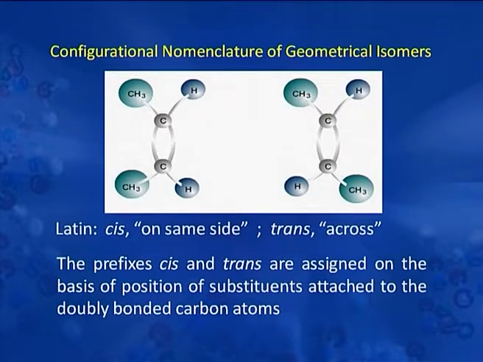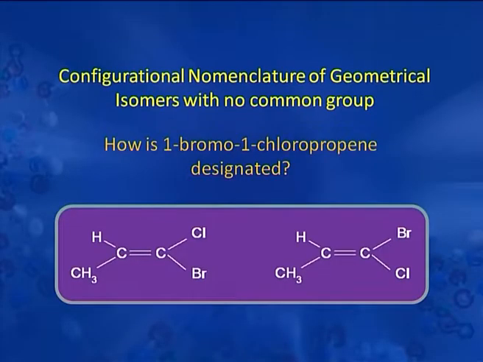If the identical groups are present on the same side, the isomers are called cis, and if they are in the opposite direction, then they are called trans. But the problem came for the nomenclature of compounds like 1-bromo, 1-chloropropene. In such compounds there is no common group. How to assign a configuration to such compounds? Then a new system was given which is called EZ nomenclature.